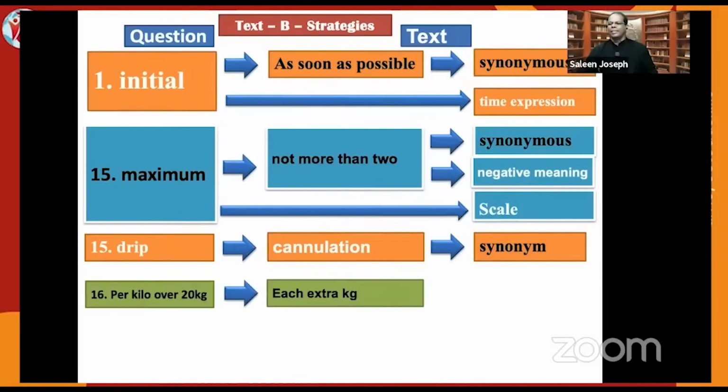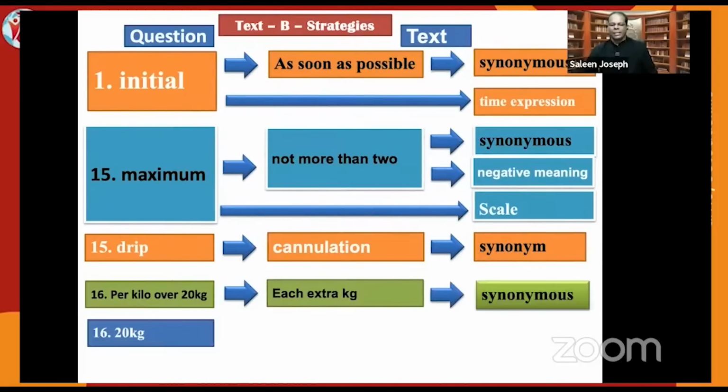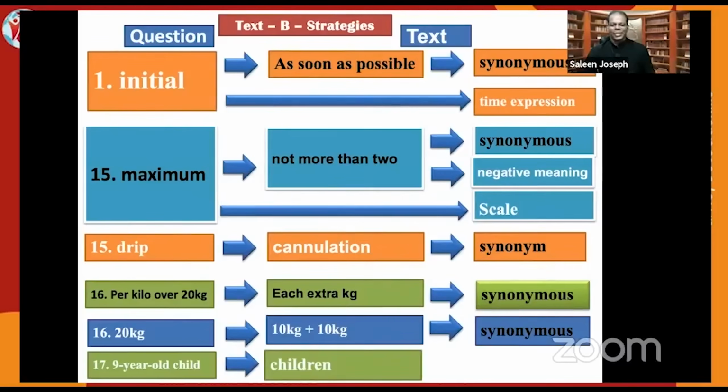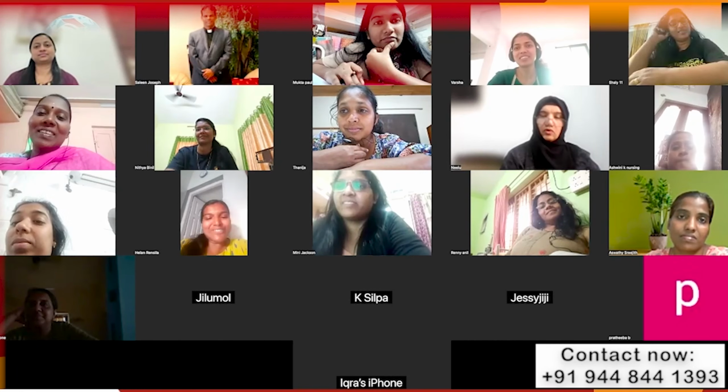Each extra kg. Means when you have 21 kg, how much should be given? That is synonymous. And 20 kg, 10 kg plus 10 kg. Question says 20 kg, but text says 10 kg plus 10 kg. Yeah, that is synonymous. Means same, right? And last one is 9-year-old child. Means children.